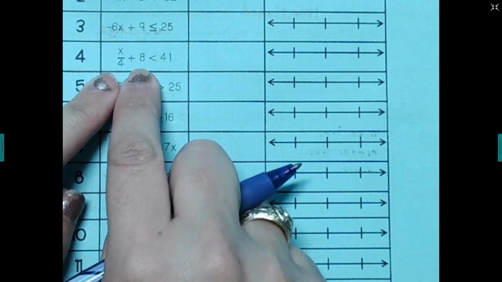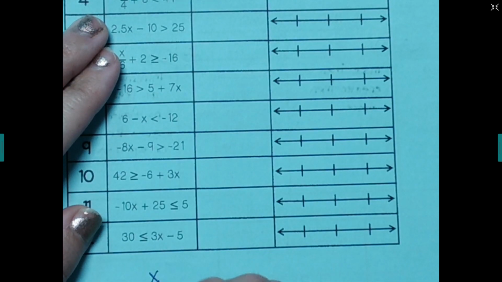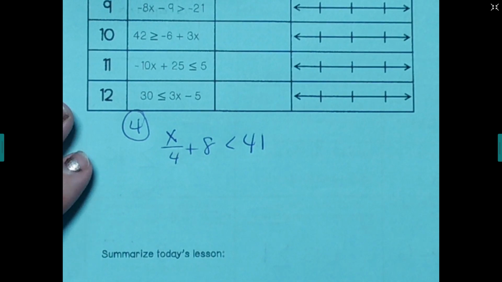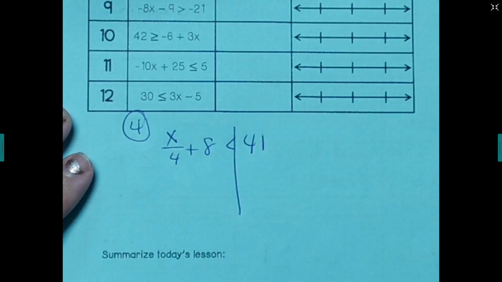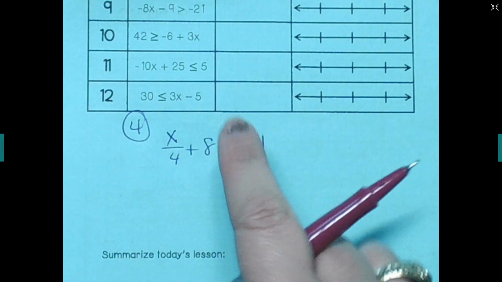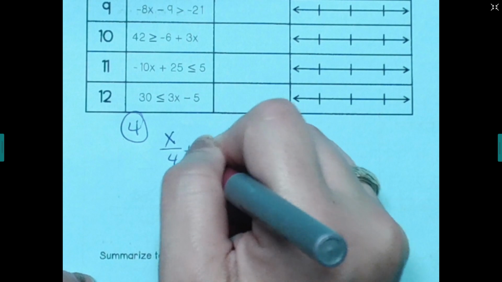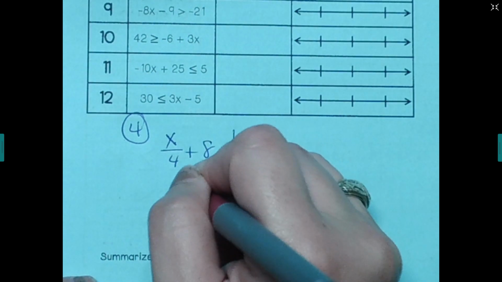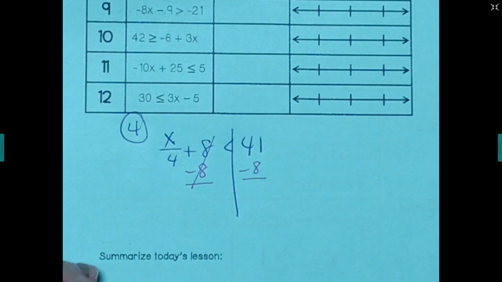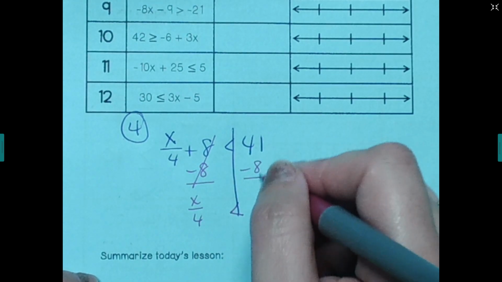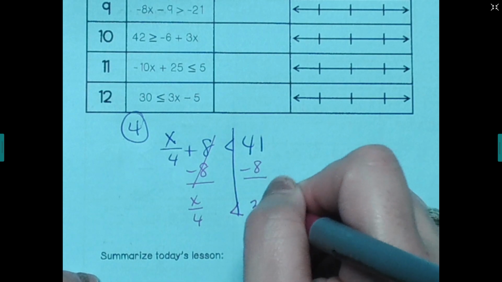Okay. 4 is x over 4 plus 8 less than 41. This is number 4. Okay. All right, draw my line. Plain number is plus 8. Inverse or opposite is -8. Over here, -8. Cancel. X over 4. 41 minus 8 is 33.